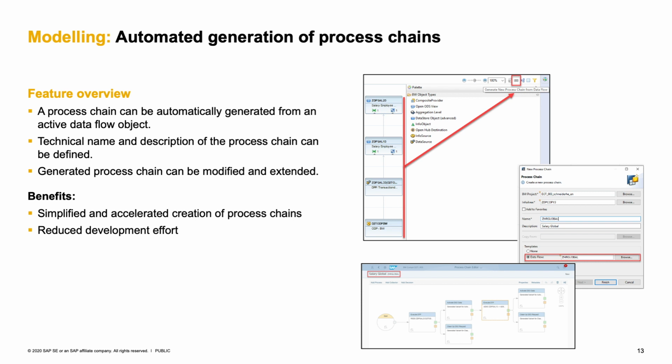So you really just have to assign a technical name. That's basically all. You can push the button and then the system in less than a second generates the process chain for you. Of course, this chain can be edited. You can adopt it to your needs. That's of course possible, but this really saves a lot of development effort at the end of the day.